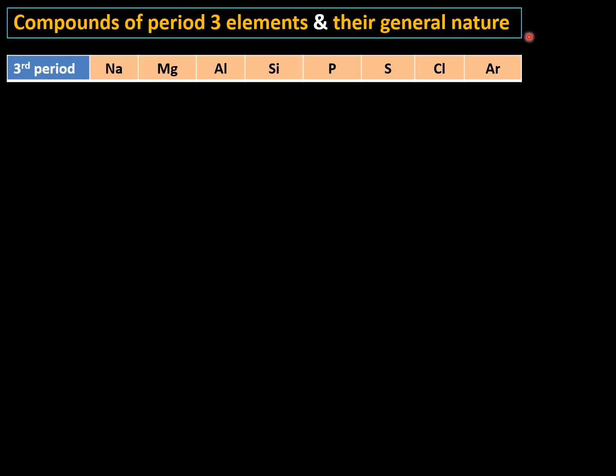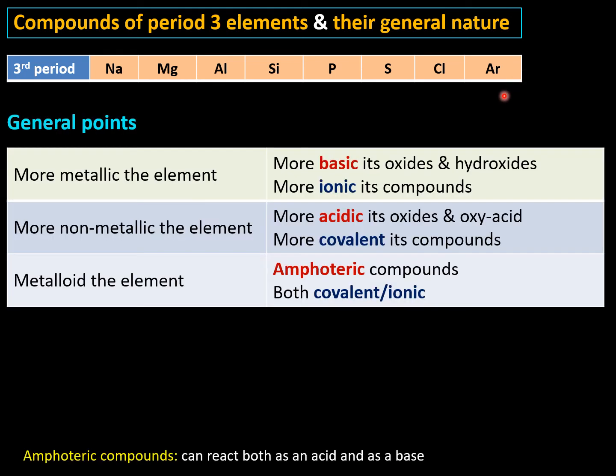Compounds of period 3 elements and their general nature. Period 3 elements are listed over here. Before going ahead to the compounds of period 3 elements, let us keep a few general points in mind. The more metallic the element, the more basic its oxides and hydroxides will be. Also, compounds are more likely to be ionic in nature.